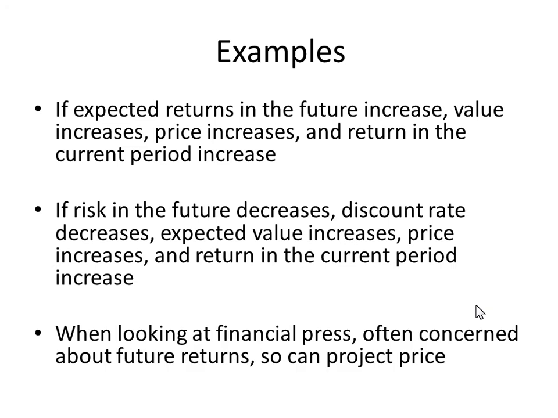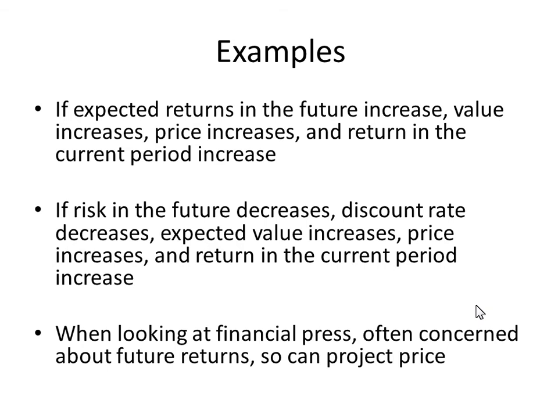When looking at the financial press, what you often see is that they're concerned about the above events: what's happening to future returns and risk for the firm, and they do this so that they can project the price in the future. We used in these two examples items that cause the rate of return during the current period to increase. You could reverse it. If expected returns in the future decrease, value decreases. When value decreases, the market would bid that into a decreased price, and the rate of return during the current period would also decrease.